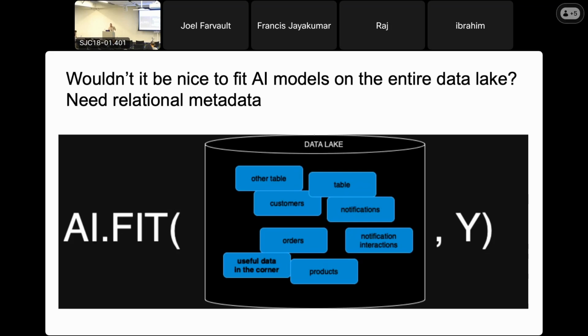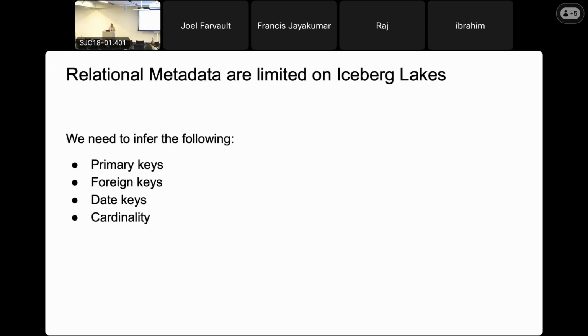And so the ideal goal would be to parameterize a data lake, an entire lake, say nothing else but the target you want, and then call .fit. So how would we accomplish that? We would need to automate the extraction of the following at minimum: primary keys, foreign keys, date keys, cardinality.